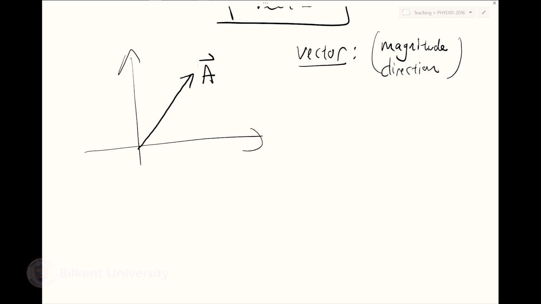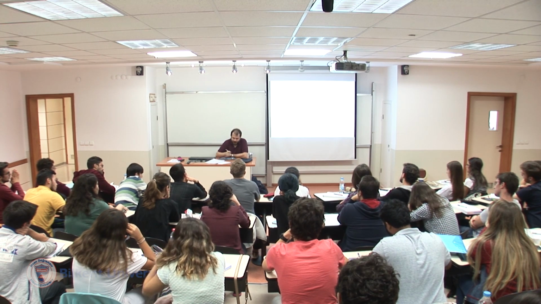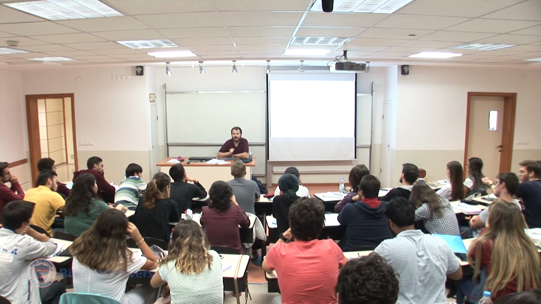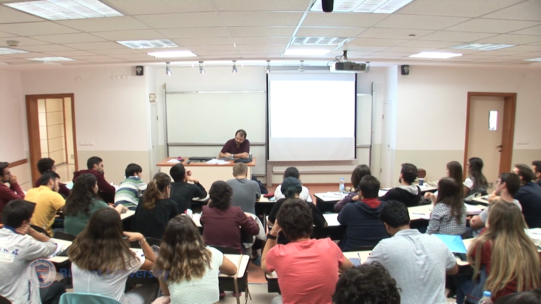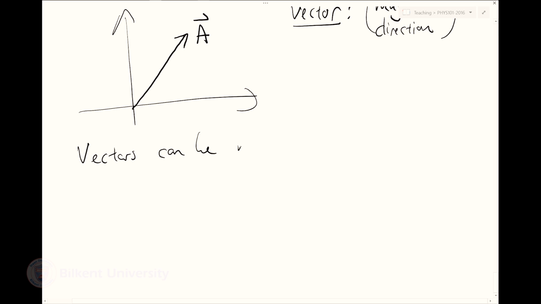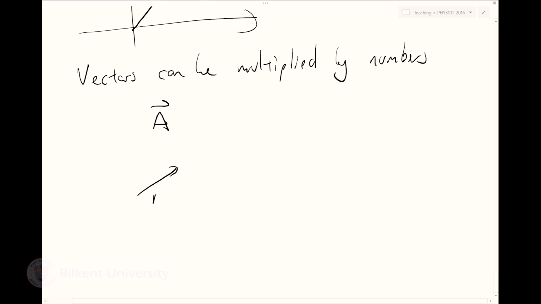So now once you define any mathematical object, you must define some operations on it. So first thing I will do is vectors can be multiplied by numbers. So for example, 5 times, or if I have a vector A, three times A is also a vector.